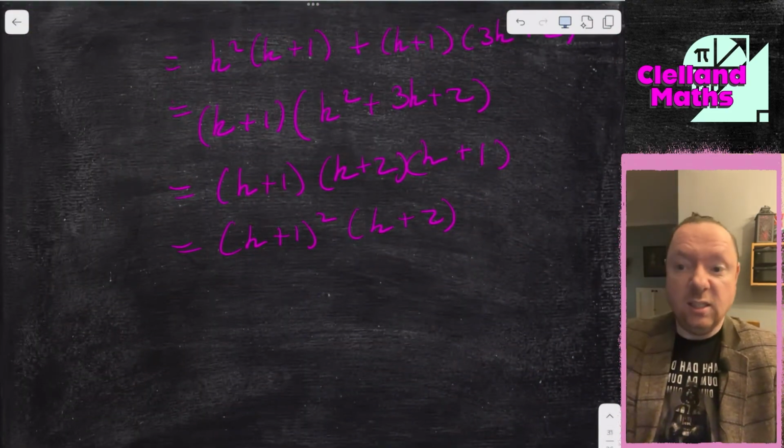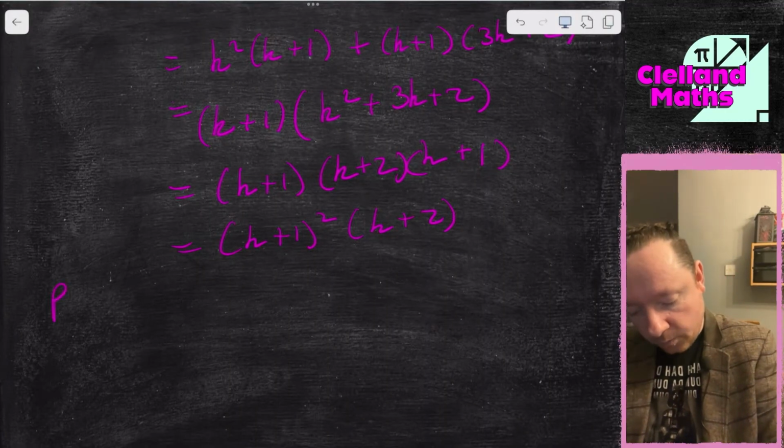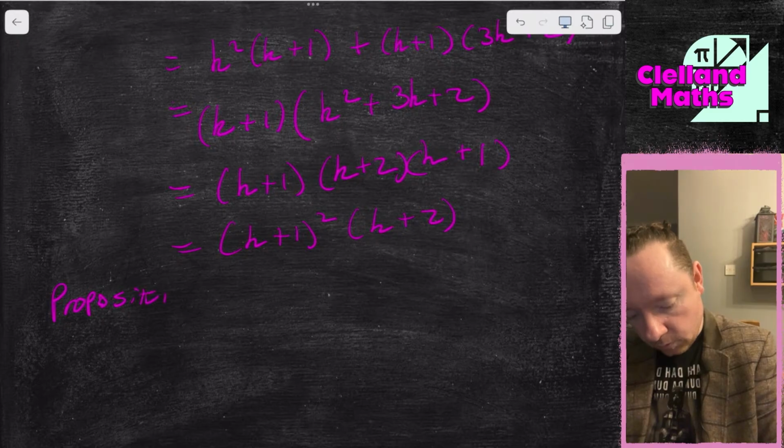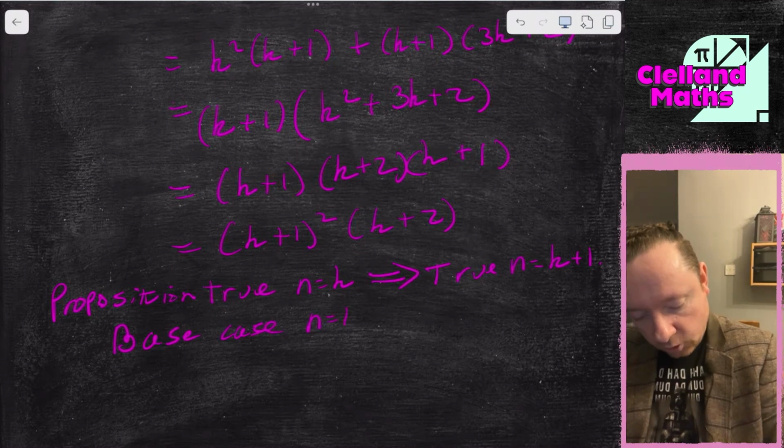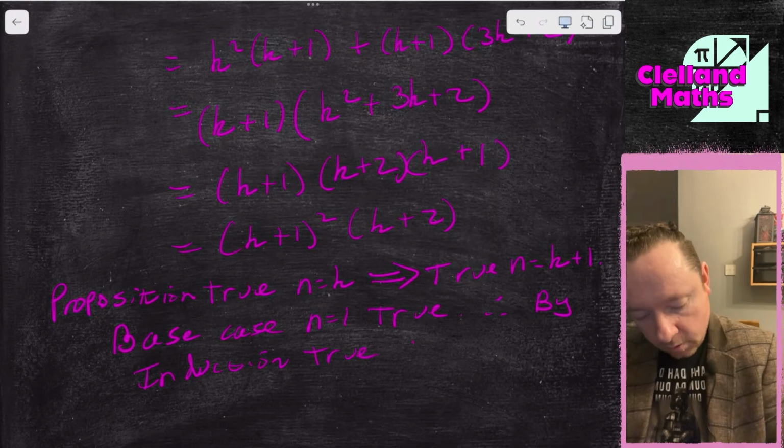So therefore, we can just say it's true. So proposition: true for n equal to k implies true for n equal to k plus 1. Base case of n equal to 1 true. Therefore, by induction, true for all n a member of the natural numbers.